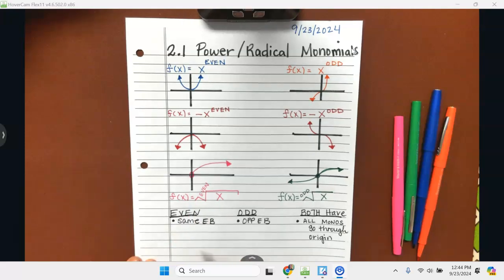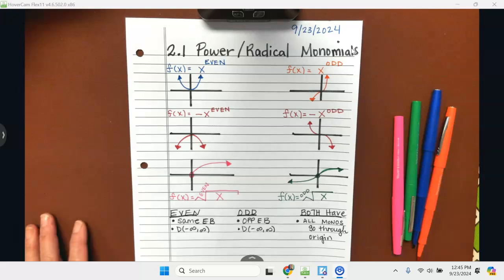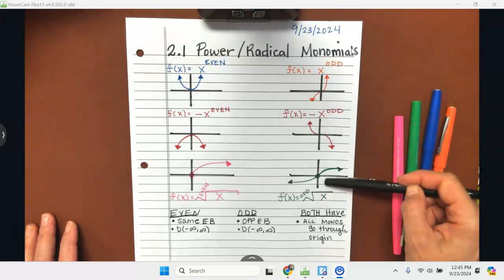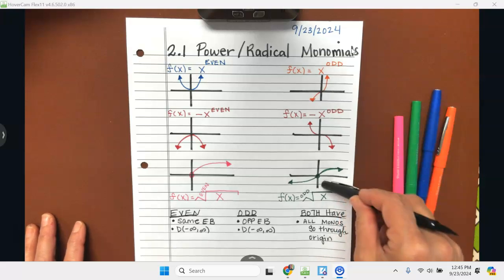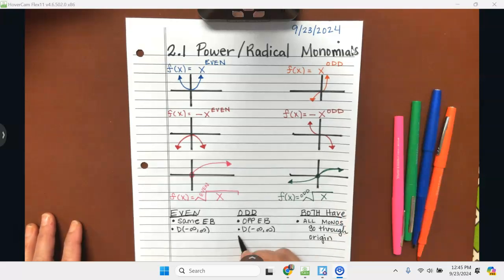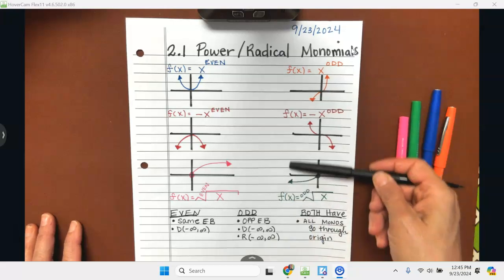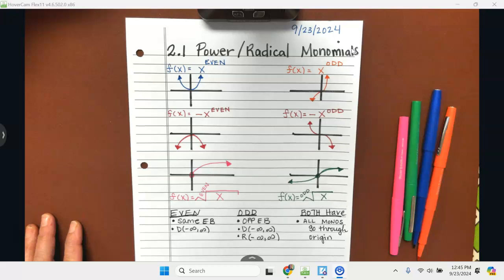So, even will have domain as all real numbers. So will your odd. But let's focus on the odd. If you notice, for the odd guys, they all go below the origin, which means their domain and the range are the same. Negative infinity to positive infinity. Negative infinity to positive infinity if I scan from the bottom up.